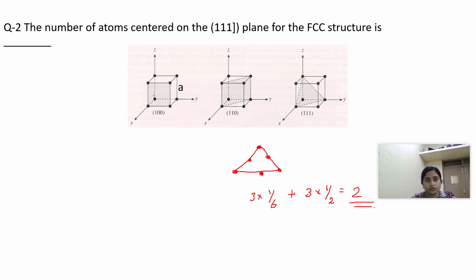Now for the 100 plane, how many atoms will be there in FCC? Corner 4 atoms plus 1 face atom, right? This is simple cubic I have given, but you have to imagine how it will be in FCC. So in the 100 plane there are 4 atoms with 1 by 4th sharing, plus 1 atom in the face. So in total it will be 2 atoms.